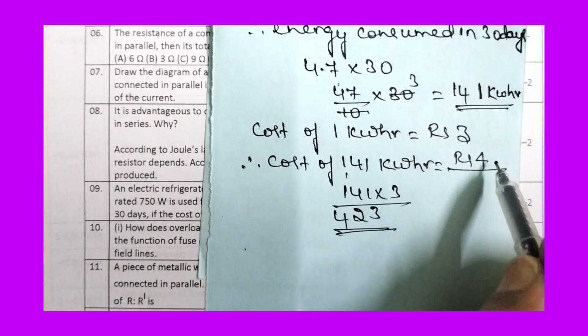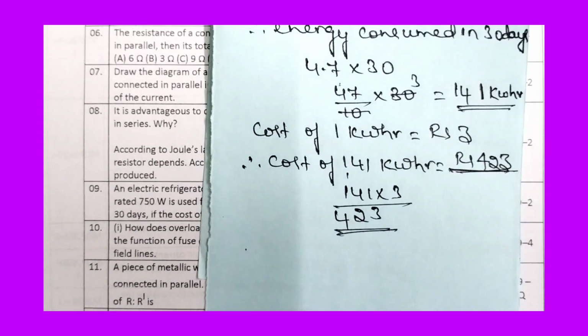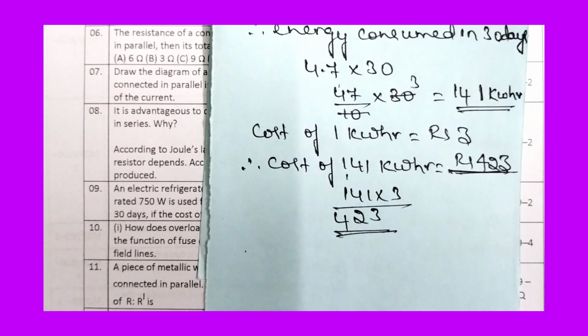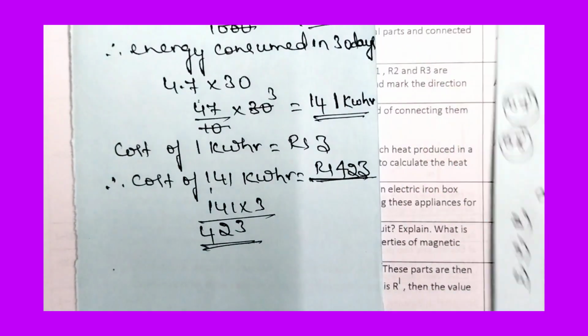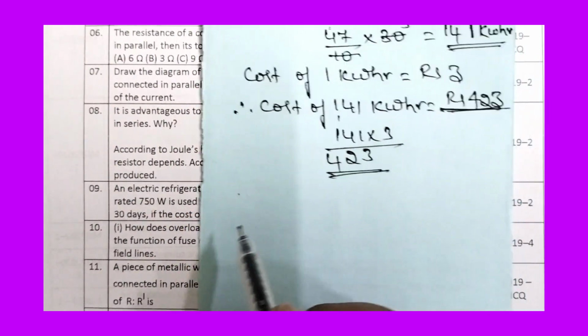Therefore the total bill that is generated in 1 month for consuming the energy by refrigerator and electric iron box is 423 rupees. So like this we have to calculate the monthly bill. So this is about this problem. Now let us move to the next question. The next question is question number 10.